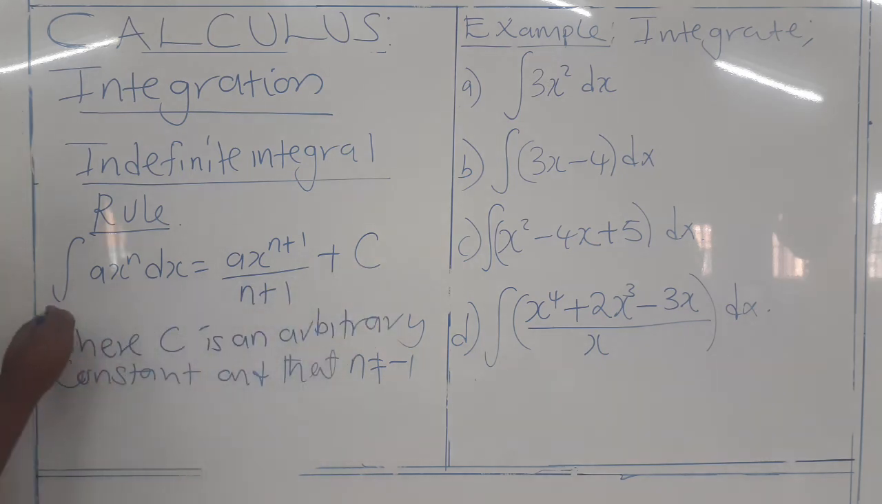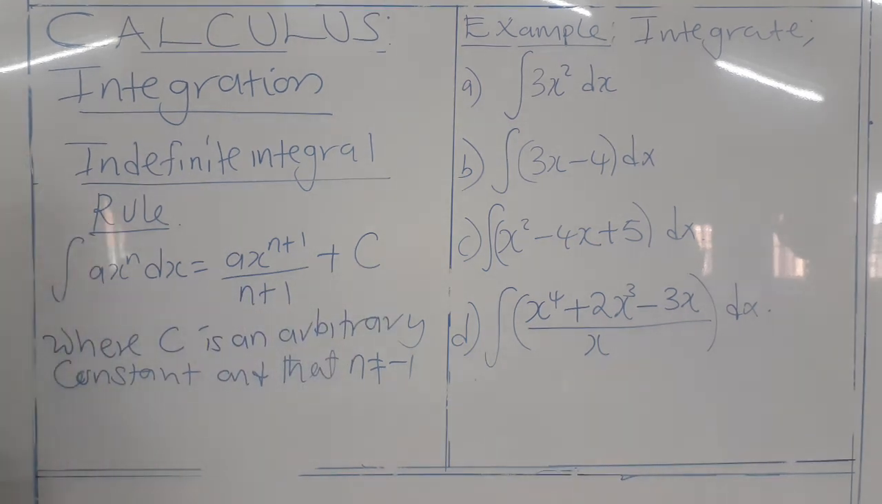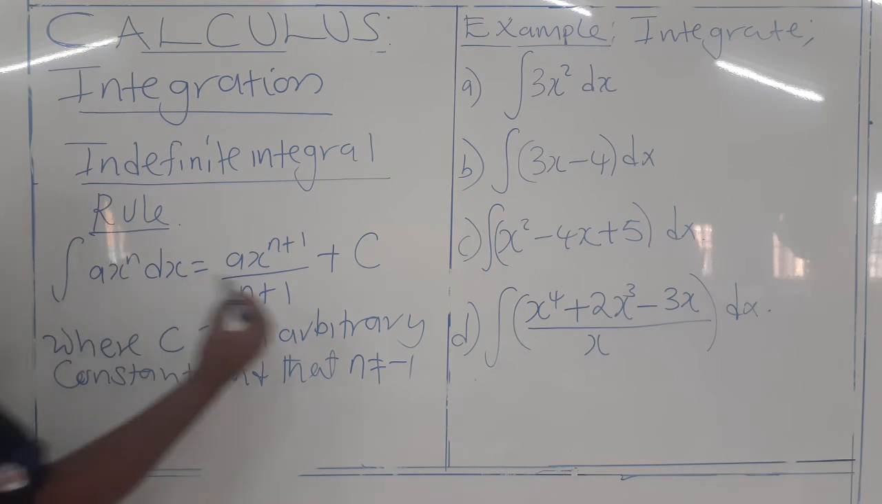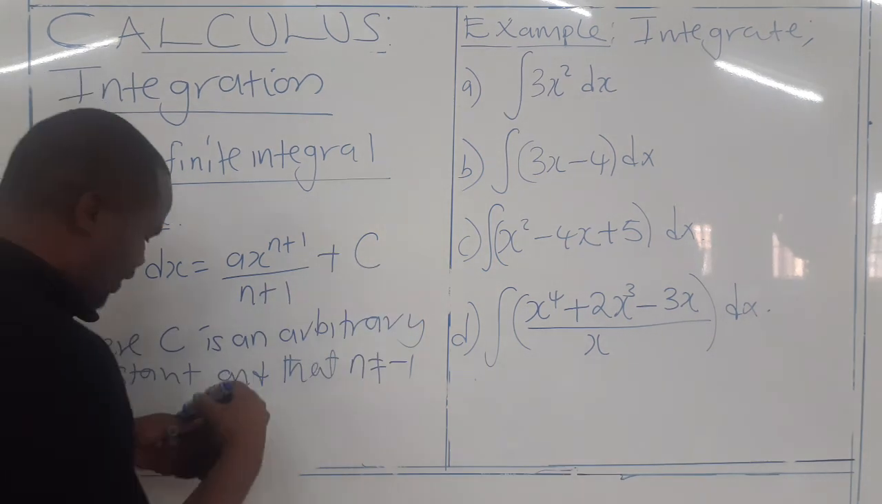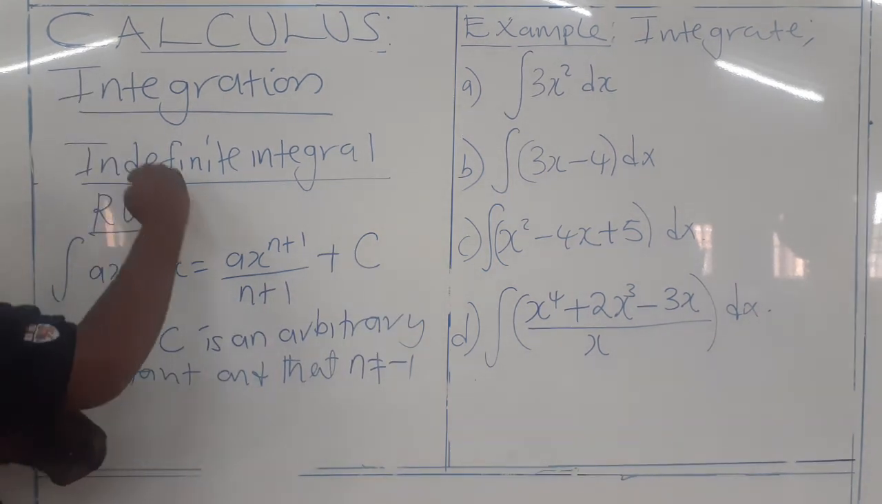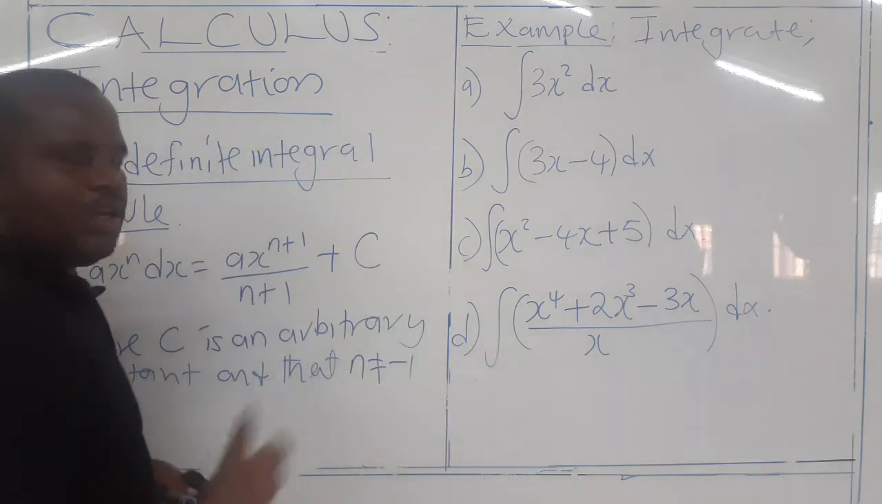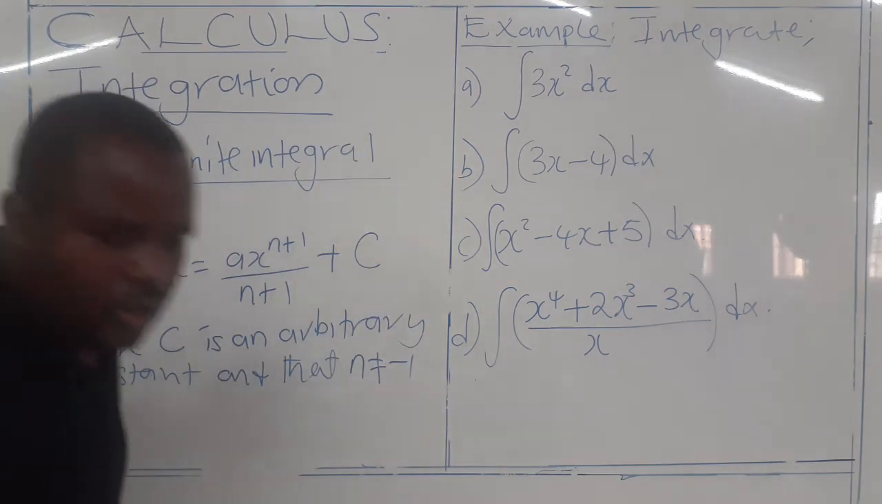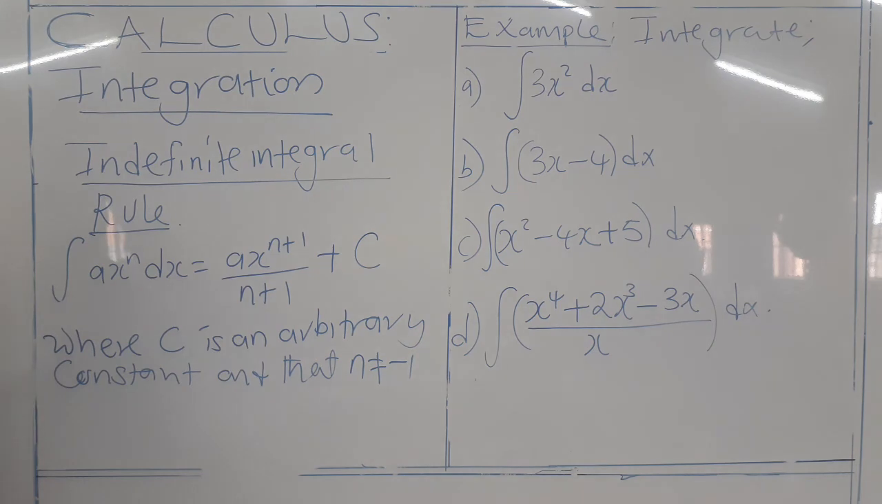You see, because here we do not have the limits. Where we have a limit, we do not add the arbitrary constant, and it means we'll have changed now from indefinite integral to definite integral, where we begin to get the actual value. Are we together? Where we begin to get the actual value.